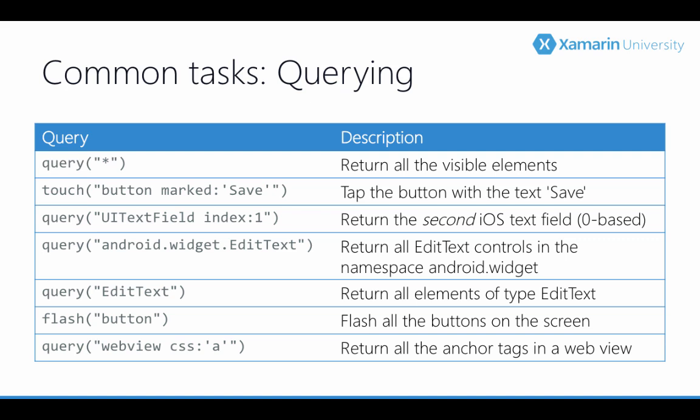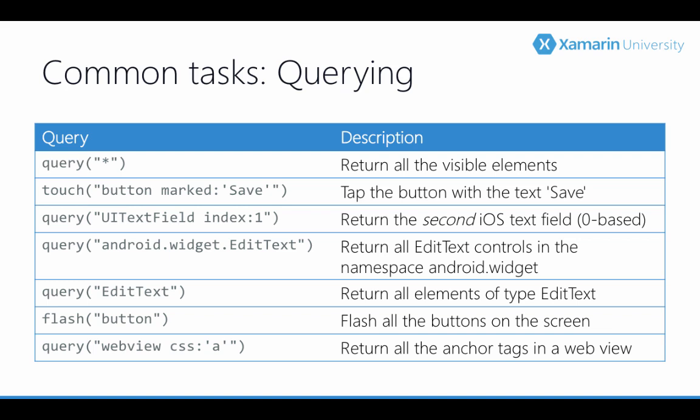We've got the query star, that'll return all the visible elements. We've got the touch, and that'll tap on a button marked saved. So marked represents the identifier or the string. We've got a query against the UI text field and at index 1. So that's going to return the second iOS text field. So when you're using the Calabash API, it's actually 0 based.